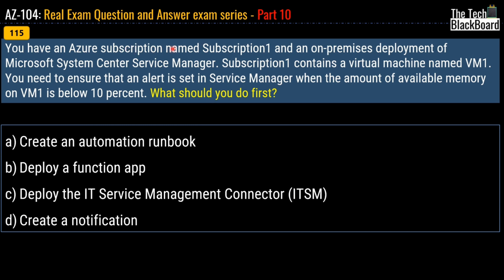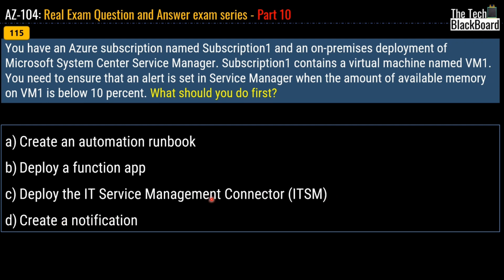you have an Azure subscription named Subscription 1 and an on-premises deployment of Microsoft System Center Service Manager. Subscription 1 contains a virtual machine named VM1. You need to ensure that an alert is set in Service Manager when the amount of available memory of VM1 is below 10%. What should you do first? And your options are create an automation runbook, deploy a function app, deploy the IT Service Management Connector or ITSM, or create a notification?